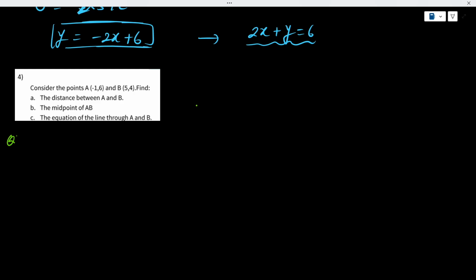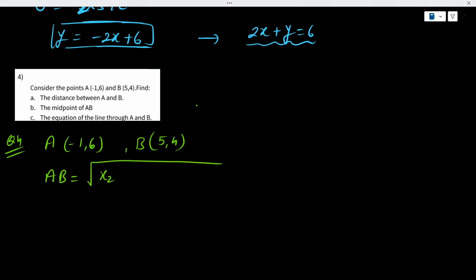Now here question number 4, what is given? Consider the point A. Point A is given as -1 comma 6 and point B is given as 5 comma 4. Find the distance between AB. Now for the AB distance, you have to use the distance formula. What is the distance formula? Square root of x2 minus x1 whole square plus y2 minus y1 whole square. Always write down the formula whenever you get the chance.